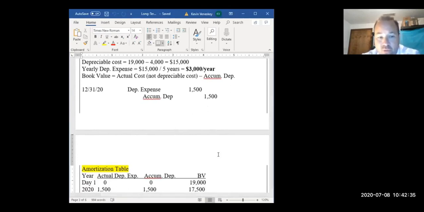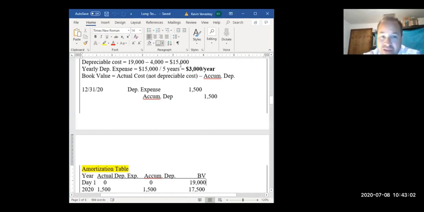So this is just a real easy to prepare amortization table. You could do this in Excel. I have my depreciation expense over here, accumulated depreciation, how much total have I done, and then what's it still worth to me on my books. Now notice here the day one, the day that I bought it, I don't depreciate anything, of course. I just put what it's worth. The book value is $19,000.